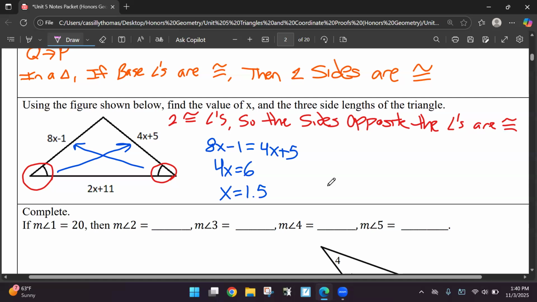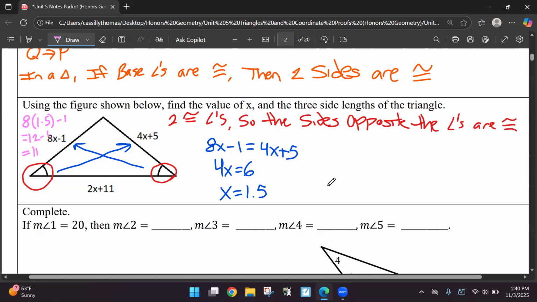All you got to do is plug it in. 1.5 times 8. What is 1.5 times 8? I think that is 12. I need a calculator. All right, so 12 minus 1 is 11. So this is 11. We'll plug that in: 8 times 1.5 minus 1 equals 12 minus 1, which gives us 11.